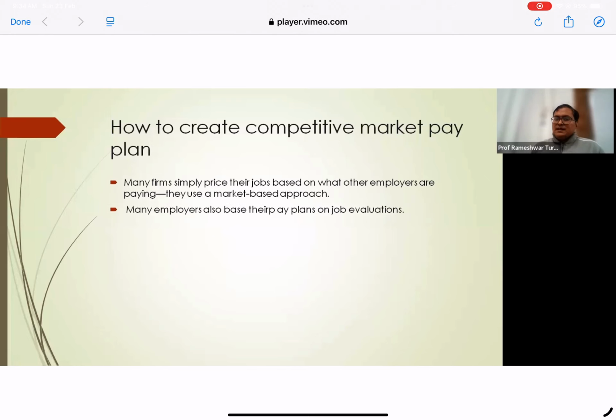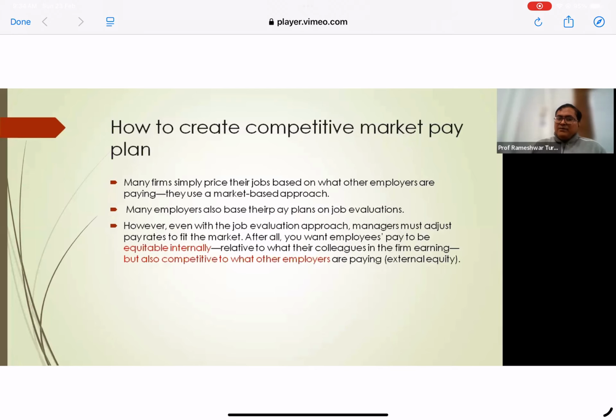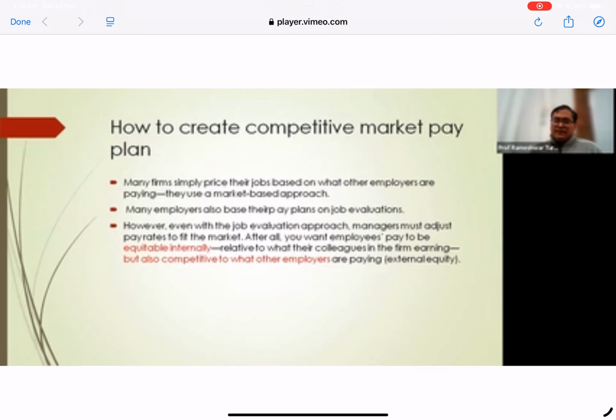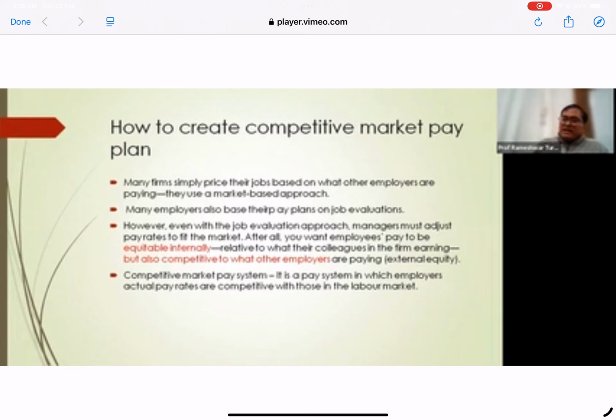Many employers also base their pay plans on job evaluations. However, even with the job evaluation approach, managers must adjust pay rates to fit the market. After all, you want employees' pay to be equitable internally as well as equitable externally. Equitable internally means relative to what their colleagues in the firm are earning, but also competitive with what other employers are paying. That is external equity. A competitive market pay system is one in which employers' pay rates are competitive in the labor market.